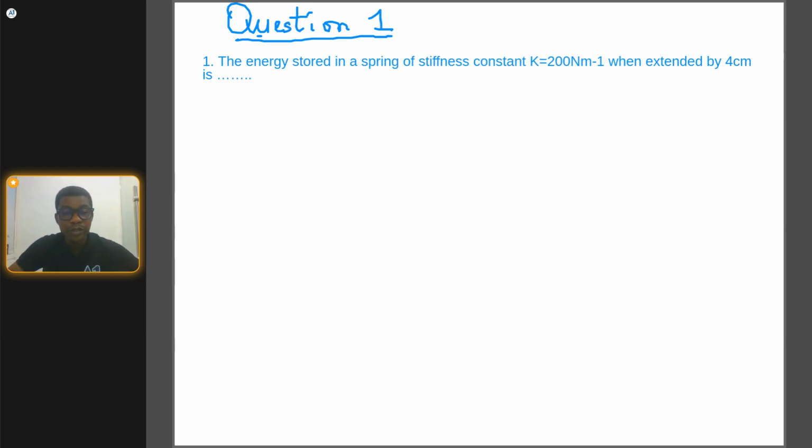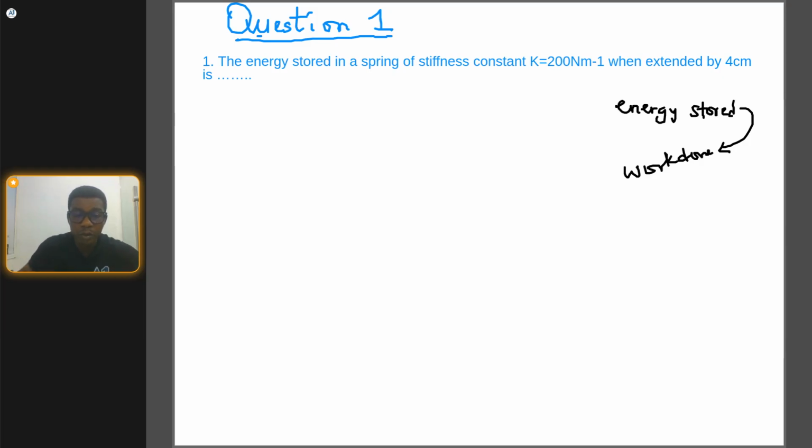The energy stored, take note, when you have the words energy stored, it's also synonymous to work done, because work done in an elastic material is the energy stored in that elastic material while it was stretched or compressed. So the energy stored is also synonymous to the work done.